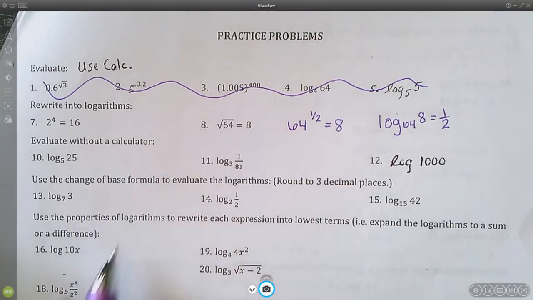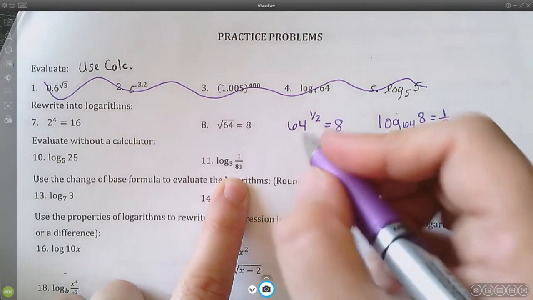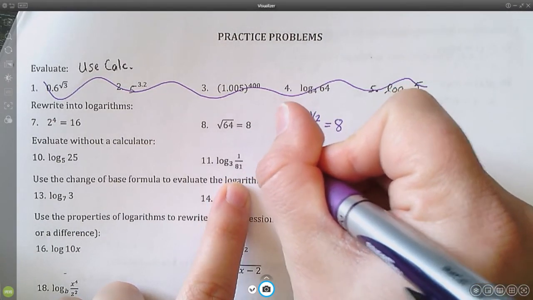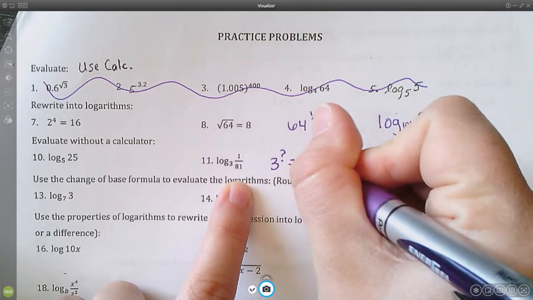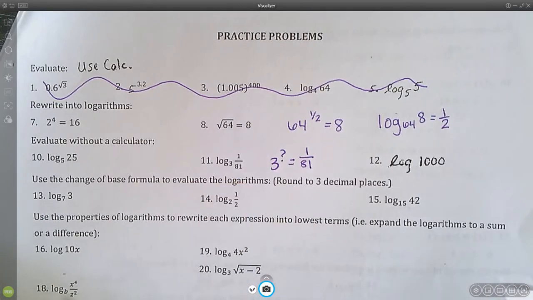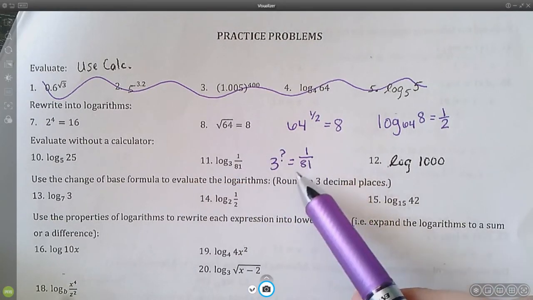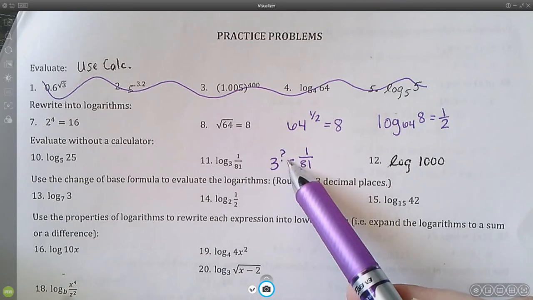Evaluate without using a calculator. Let's do number 11. So this is saying 3 to the power of what? Let's just put a question mark. Equals 1/81. So how is 3 to the power of what going to give you a fraction? If you do any whole number here, 3 to the power of 1 is 3, 3 squared is 9, so we need to go in the other direction. So we need to have a negative exponent here.